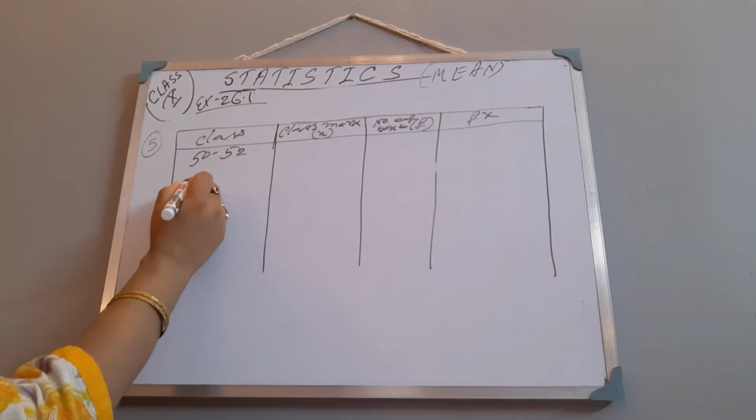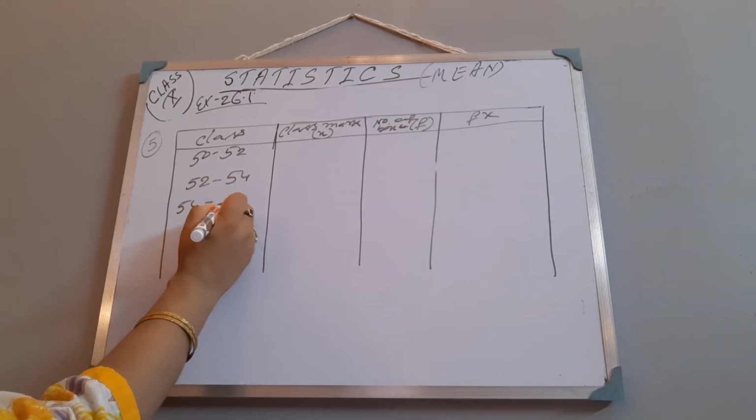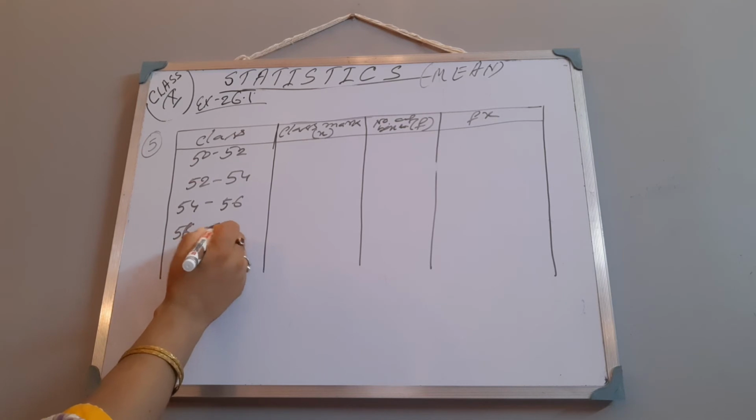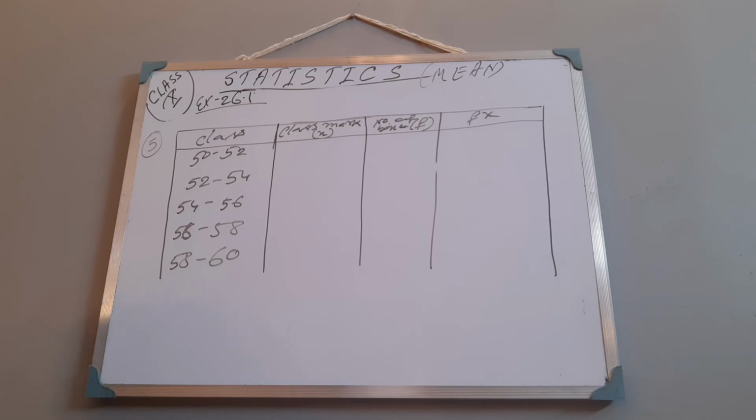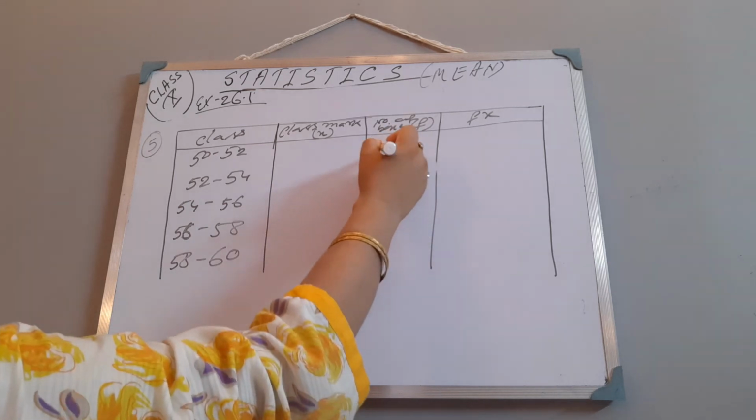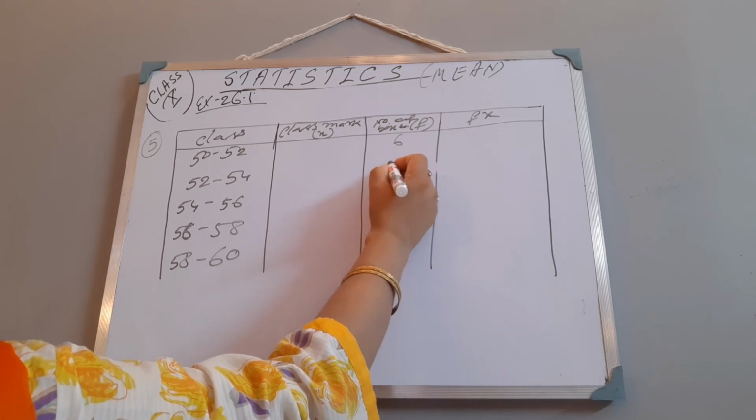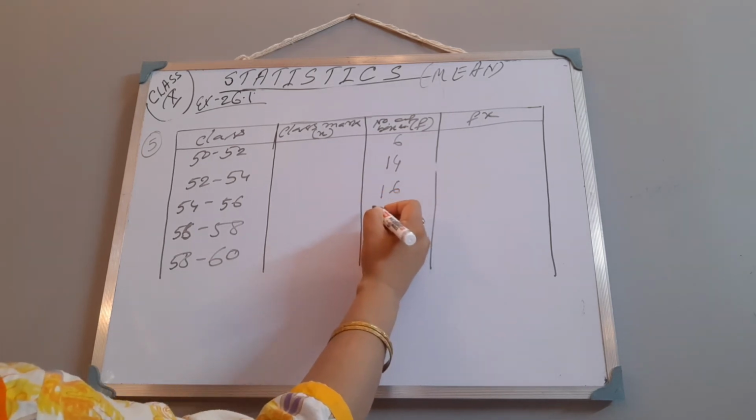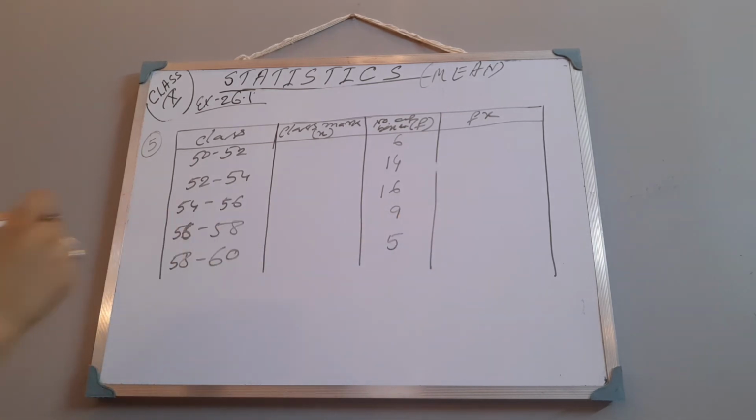Okay. What are the classes? 50 to 52. Next, 52 to 54. Next, 54 to 56. Next, 56 to 58. Next, 58 to 60. Okay. And for the classes, we have to find number of boxes. What are the frequencies given? First class frequency 6. Second class frequency 14. Next 16. Next 9. Next 5. Okay.